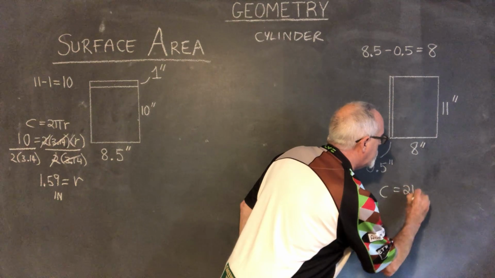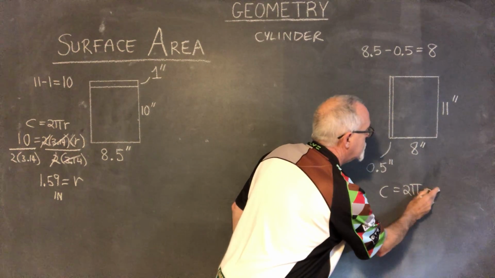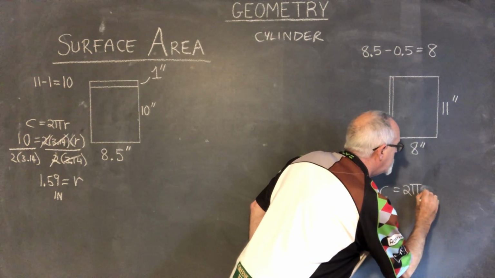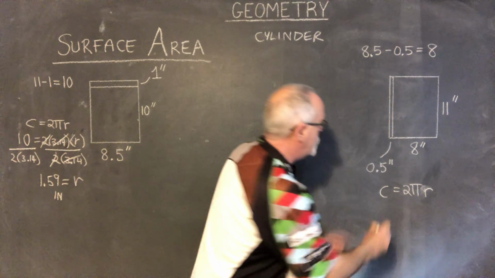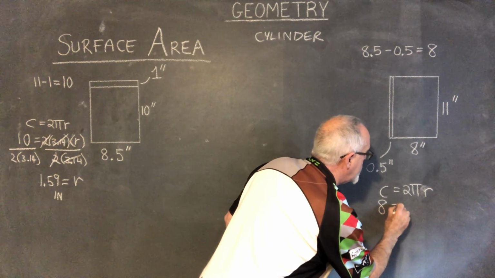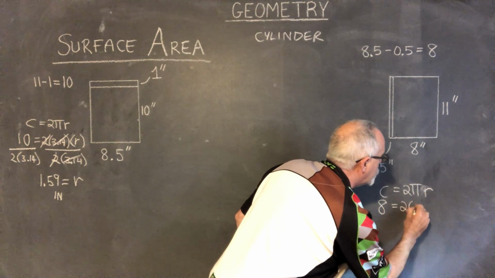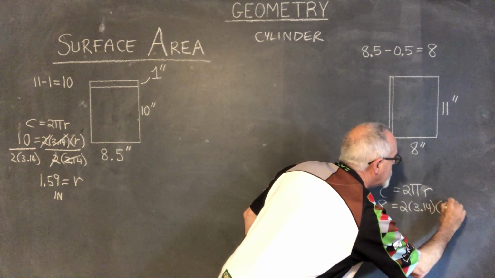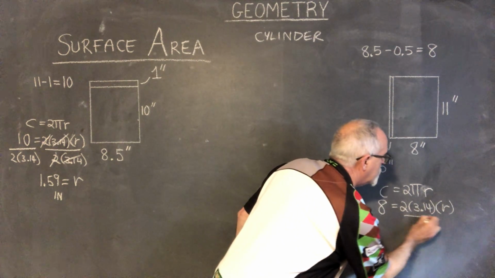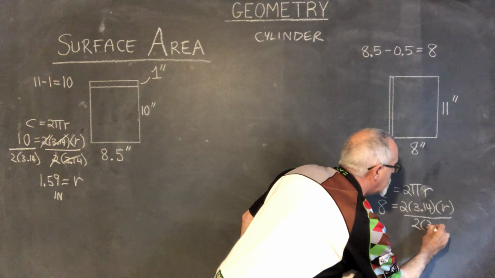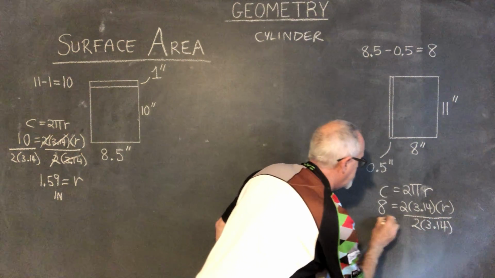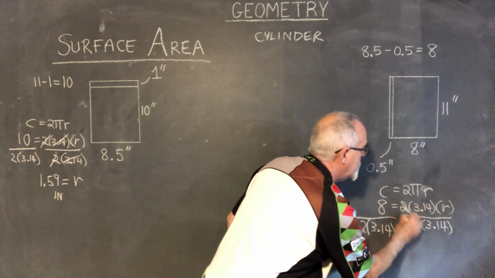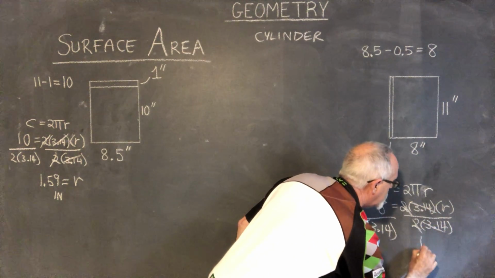Circumference equals 2 pi r. Our circumference is 8. So I'm replacing the c with an 8. I'm replacing pi with 3.14 as usual. And r is what we're going to find. And that means I am going to divide both sides by 2 and by pi. Cancel, cancel, cancel, cancel. R is isolated.